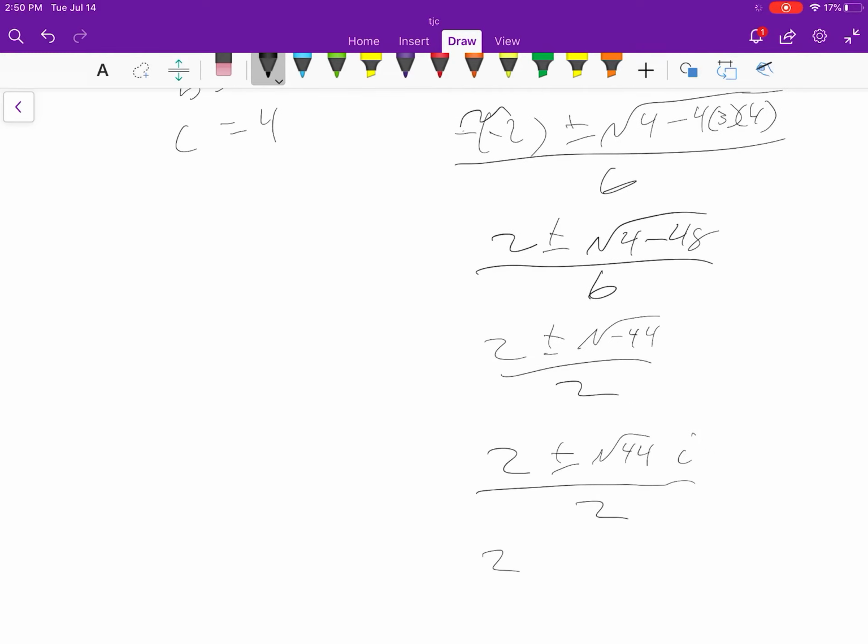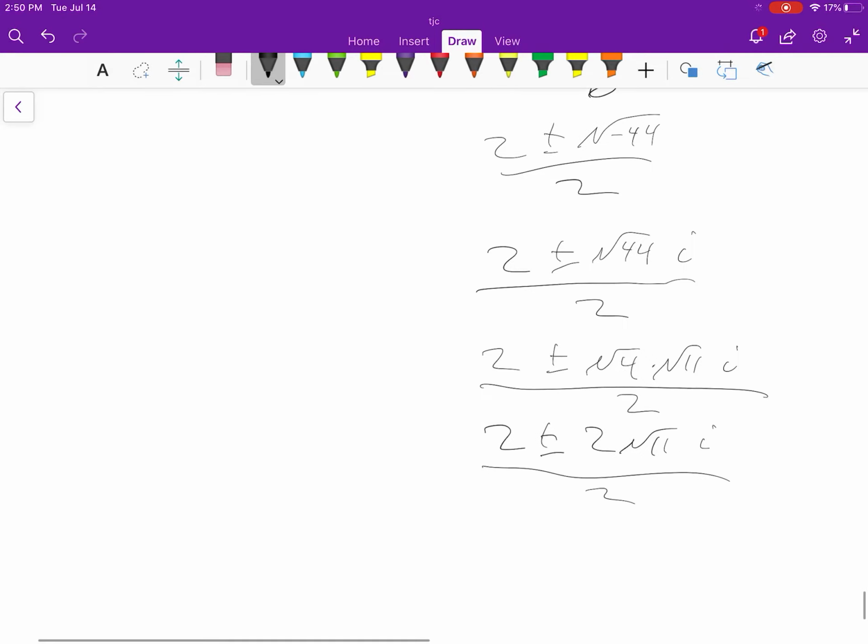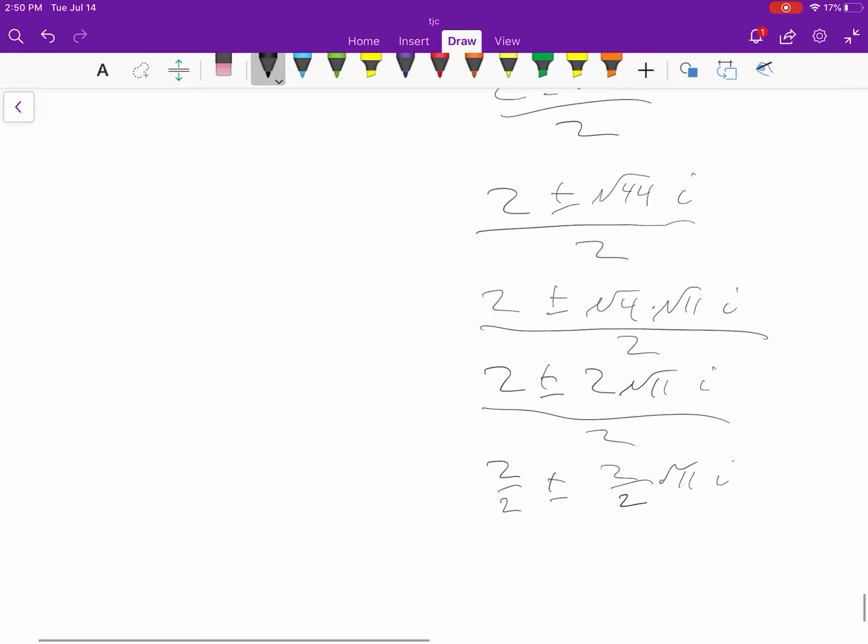The square root of 44 is really 4 times 11, so we can rewrite this as the square root of 4 times the square root of 11, i, over 6. I did this because the square root of 4 is 2, so then you have 2 plus or minus 2 square root 11 i over 6. And then you can rewrite it as 2 over 6 plus or minus 2 over 6 times the square root of 11, i. These cancel down to 1 over 3: 2 divided by 2 is 1, plus or minus 1 times the square root of 11, i, over 3.